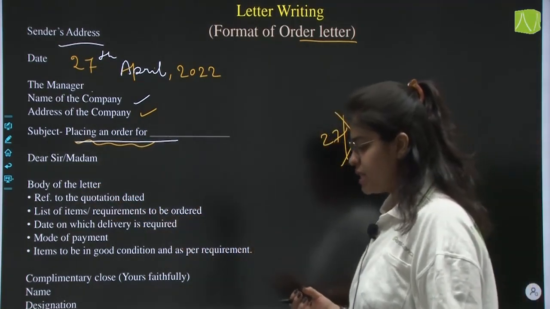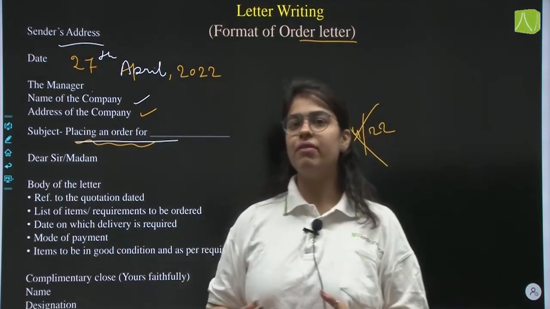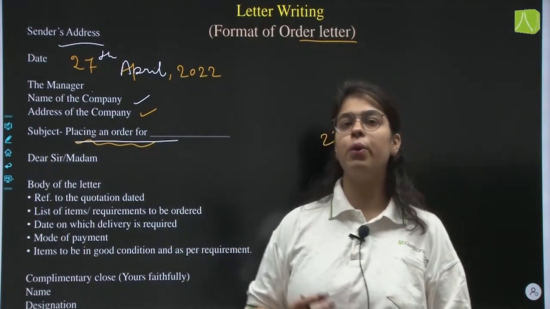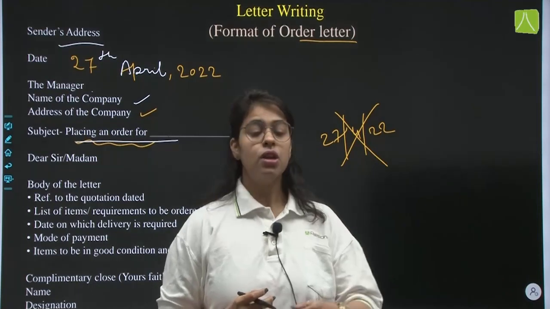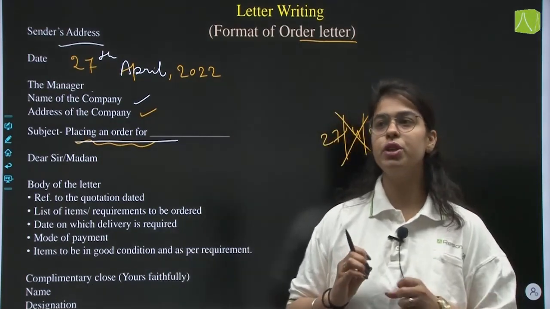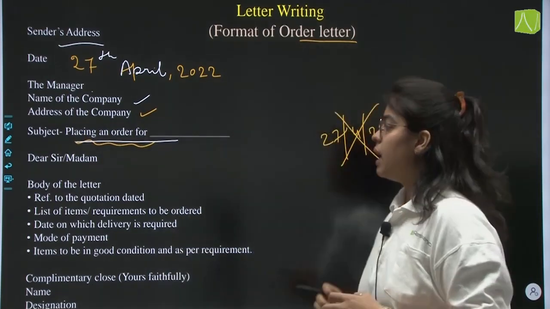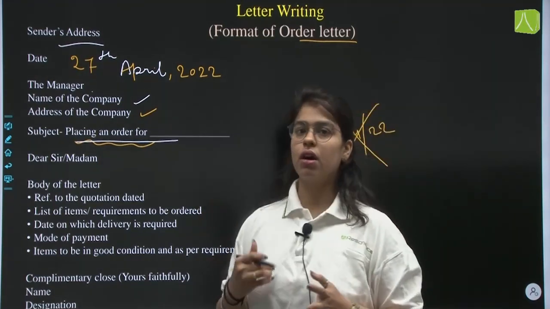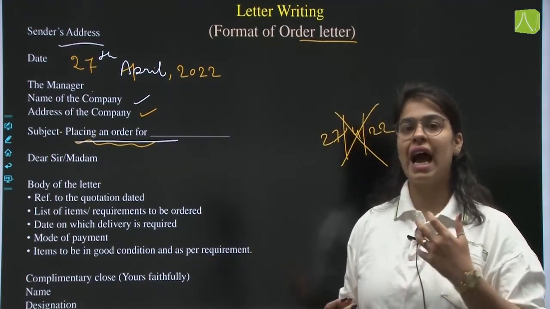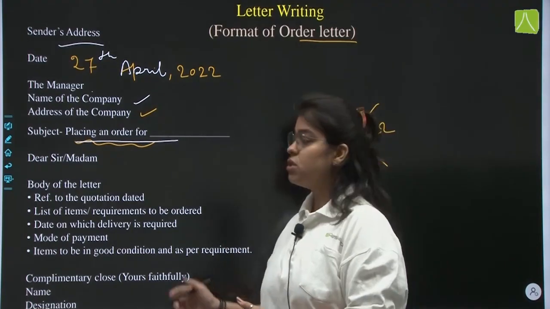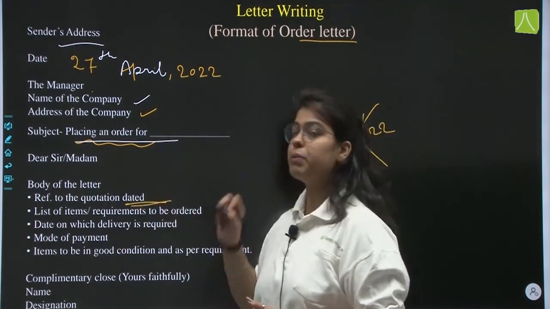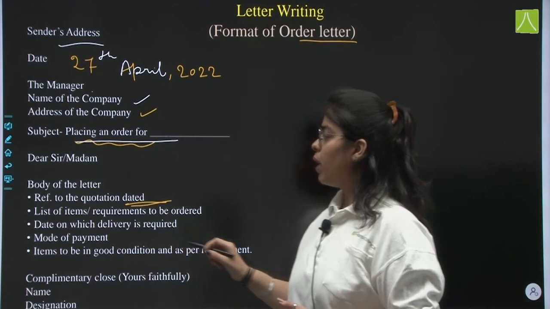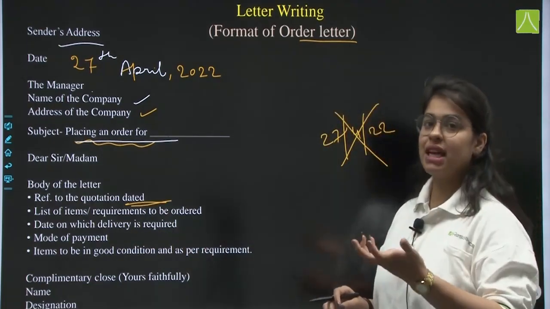Body of the letter always starts with, you always have a telephonic conversation with the person you are going to place an order to. Okay, so you always have a communication. So usually we start the letter with, in reference to the communication or conversation we had on so and so date. So that date has to be mentioned in particular. Then what would you like to place an order for?